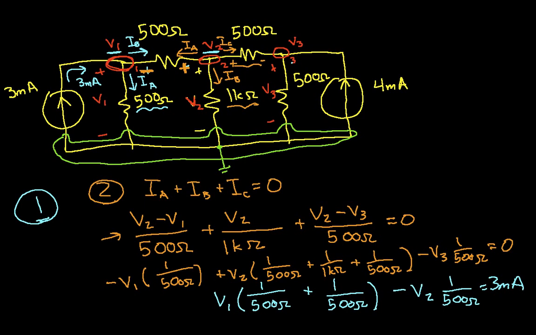I've got two equations now. I have three unknowns. I need to get a third equation, and I will do that by looking at the voltage at node 3. But unfortunately, I'm out of time for this video, so we'll have to start up again in the next video and continue this example.